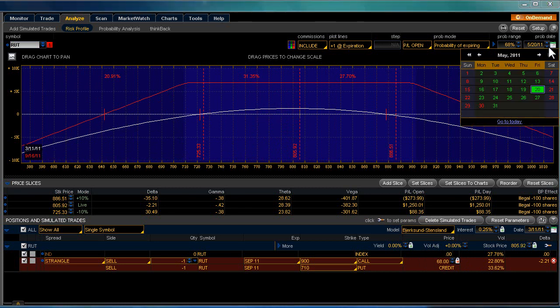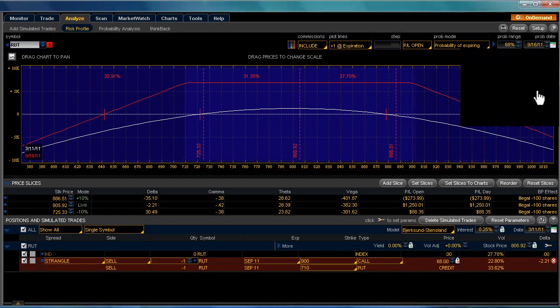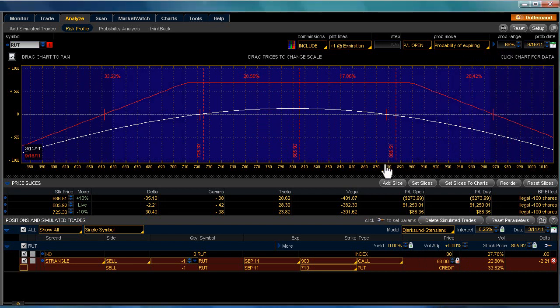Well, let's change our probability date here. Always remember to do that, only if you want to look at probabilities. It doesn't really do anything to anything else. It just gives you your probabilities. I'll reset my slices, make sure everything's cool here.